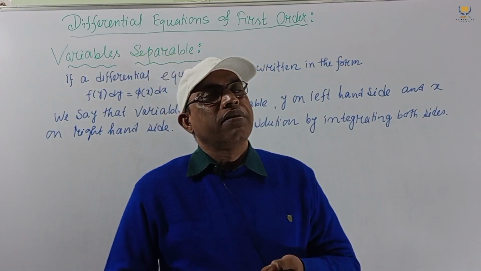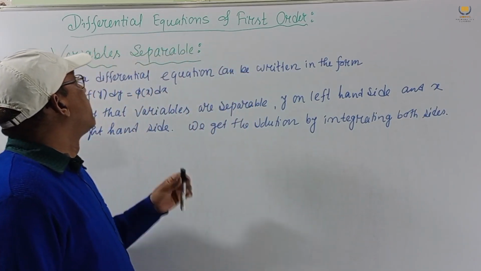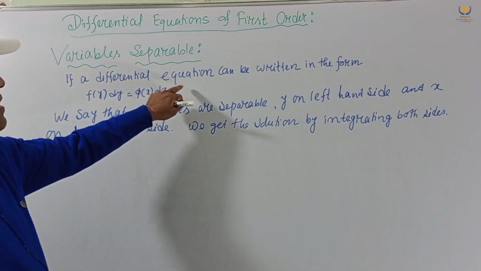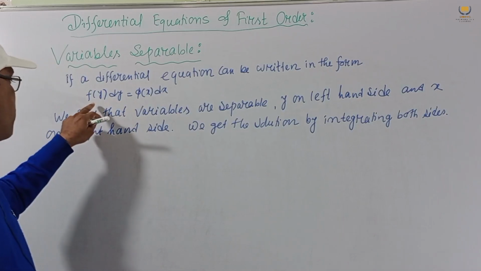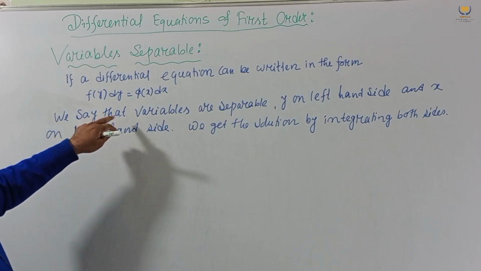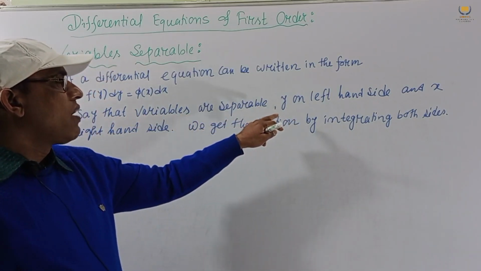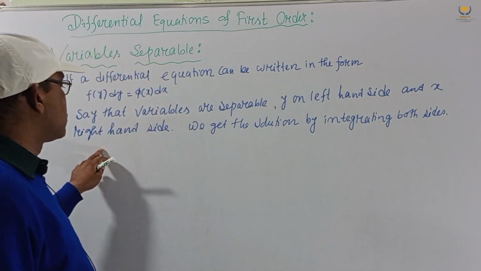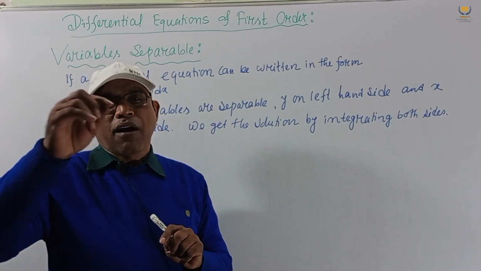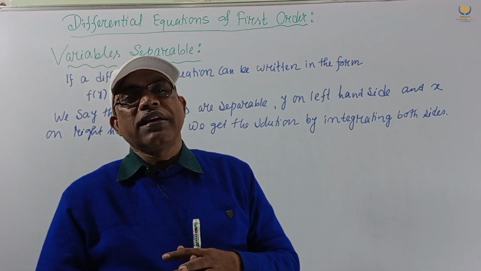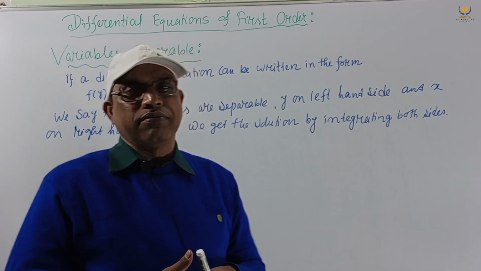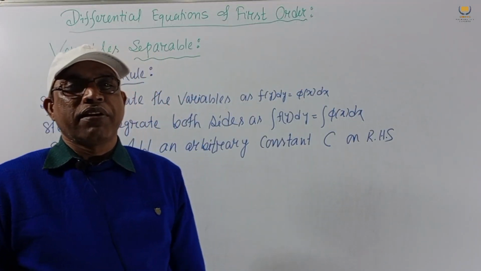Now we start with variable separable. For a differential equation of first order, first we consider variable separable. If a differential equation can be written in the form f(y) dy = phi(x) dx, we say that the variables are separable, with y on the left-hand side and x on the right-hand side. We get the solution by integrating both sides. How to solve variable separable?